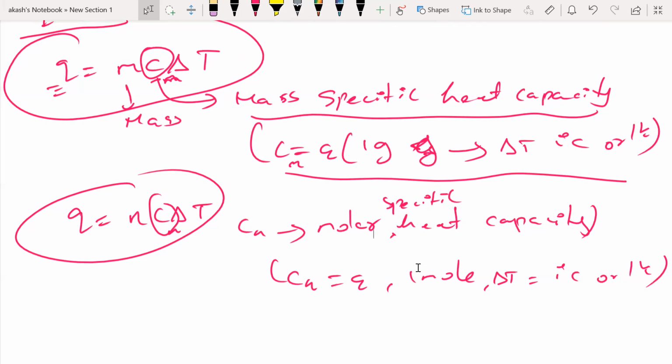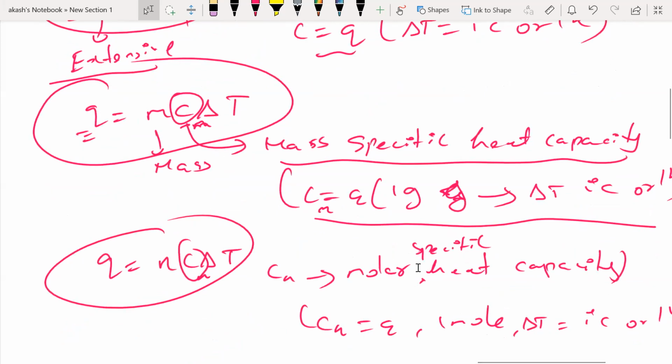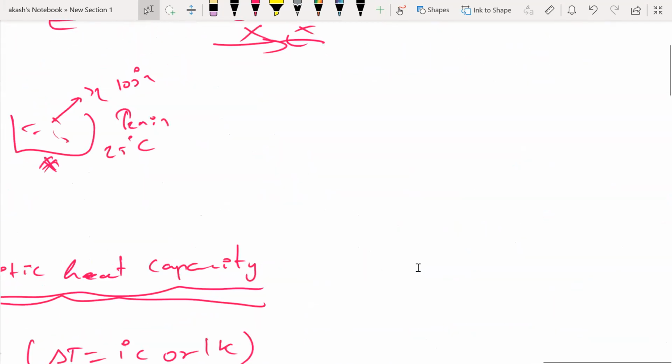All right. Now, there is another way by which you can talk about this heat capacity, depending on what kind of conditions you make the measurement at. At what kind of conditions you are carrying out these processes, you can have two different things.